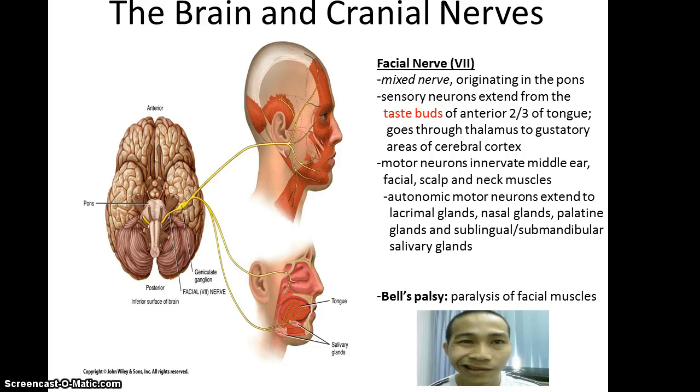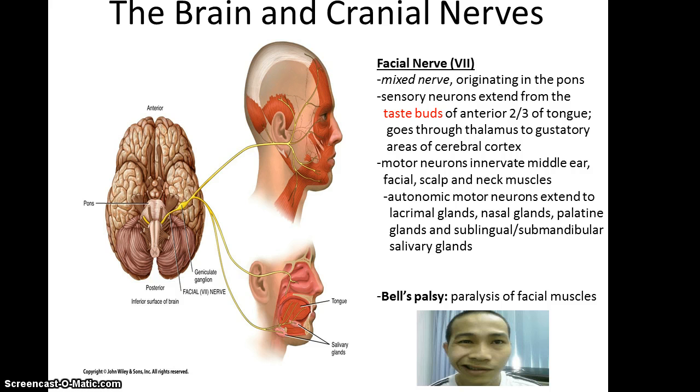It receives sensory neurons from the anterior two-thirds of the tongue, so it brings in signals for taste. And this, of course, goes through the thalamus. It also has motor neurons that innervate the middle ear, facial, scalp, and neck muscles. So if it's damaged, you could get Bell's palsy, where you have paralysis of the facial muscles.